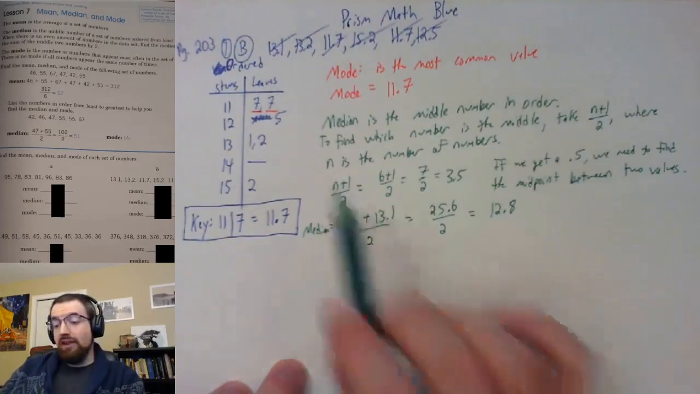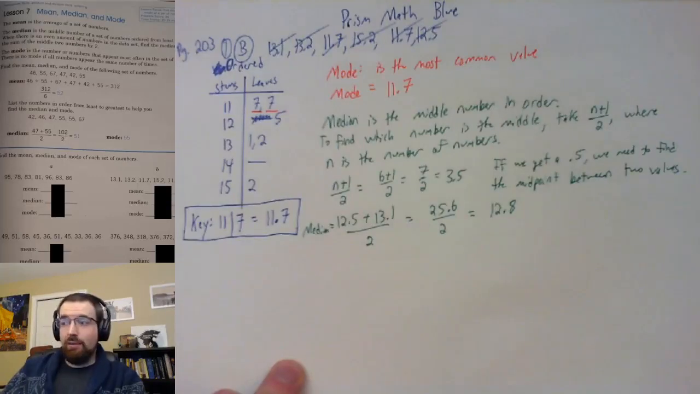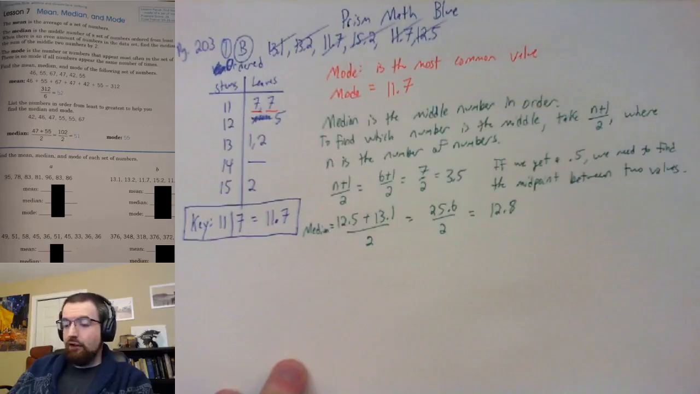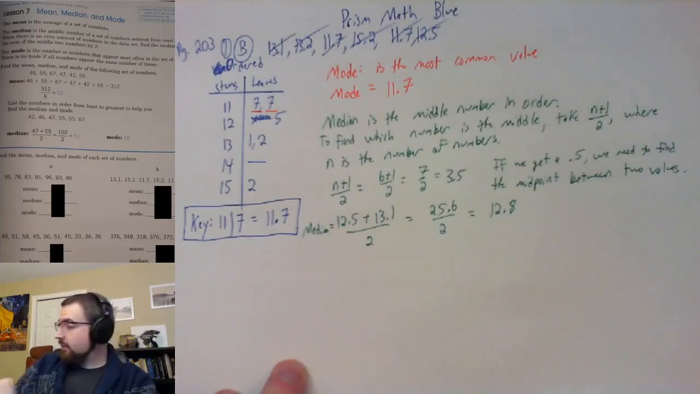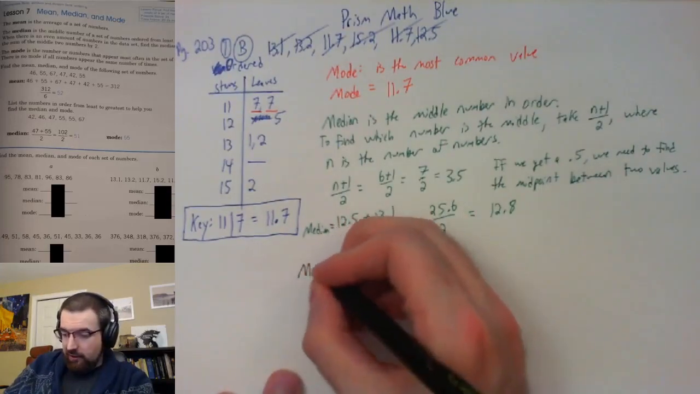So here, it just so happens that the median equals a number that's not even in the set. And that's totally possible, right? If there's an even number of numbers, your median is actually going to be between two numbers. Not necessarily always, because there could be multiple copies of the same number. But anyway.